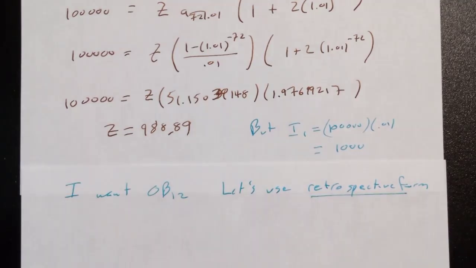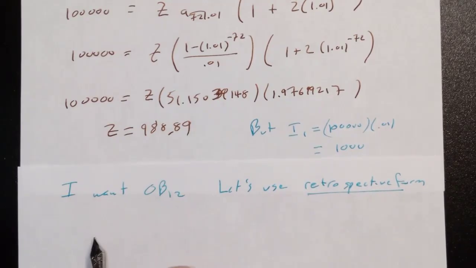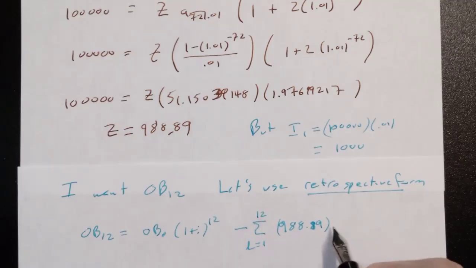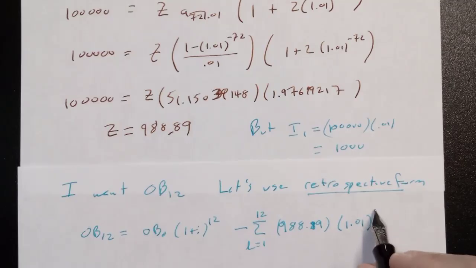So if I'm using the retrospective form, I need to look at all of the previous payments and bring them forward to this time. That's the loan amount brought forward a year. And then I subtract the sum of all of the payments. Payments were all the same for this point. And then it's 1.01 to the time I'm moving minus L.